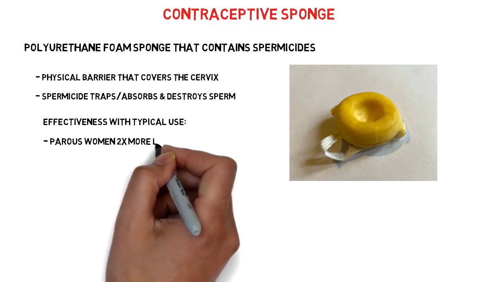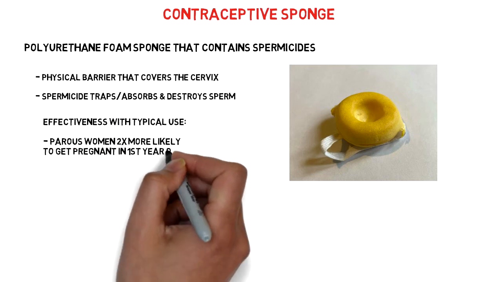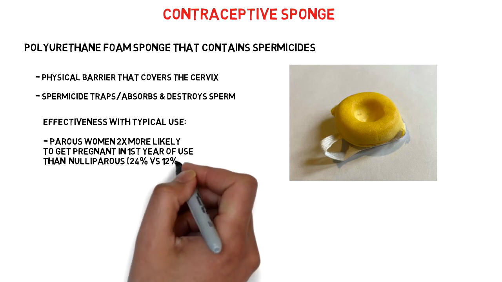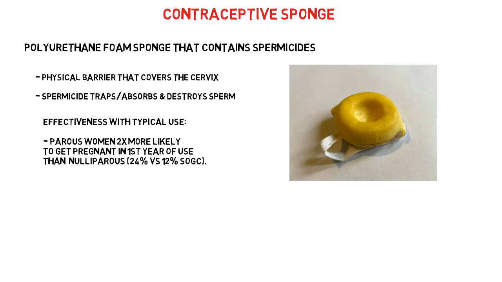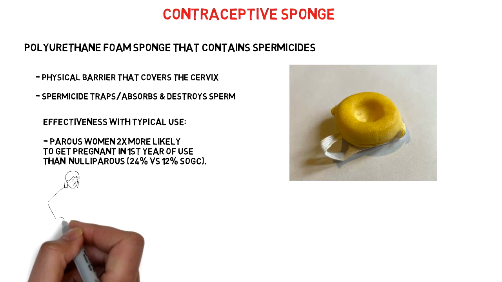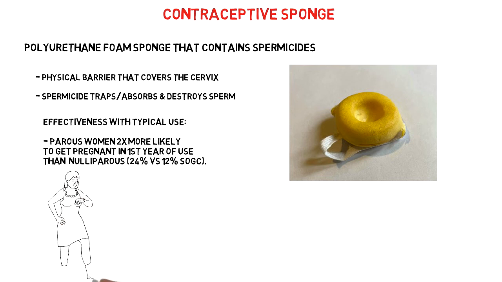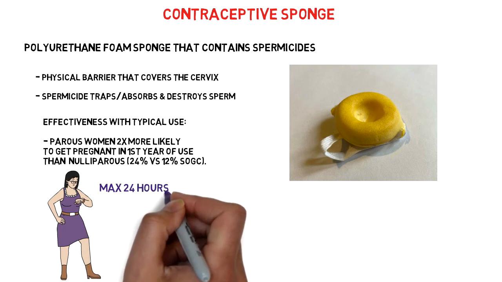Effectiveness with typical use is higher with women who have never given birth. They are called nulliparous women. Failure rates are as high as 24% with women who have given birth. The timeline in which the sponge should be inserted and withdrawn is as follows.